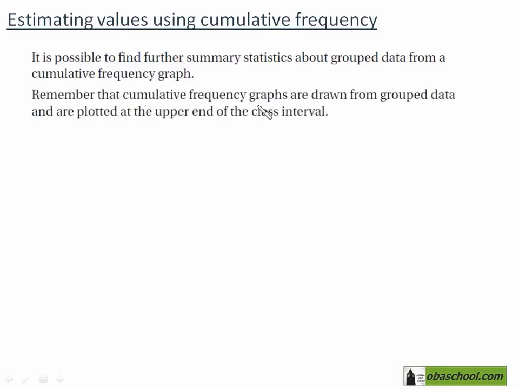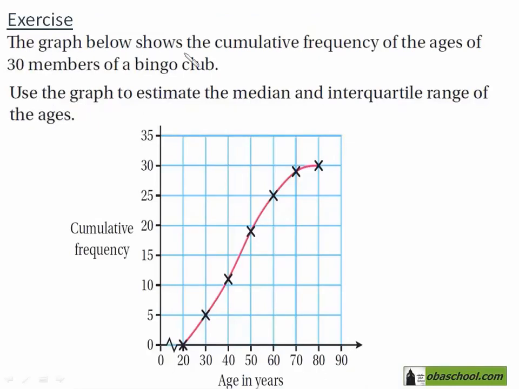Remember that cumulative frequency graphs are drawn from grouped data and are plotted at the upper end of the class interval. So at the upper end of each class interval is where we're going to have the data, and this data is plotted on this graph. Of course, it is extracted from the grouped data that has been found first during studies.